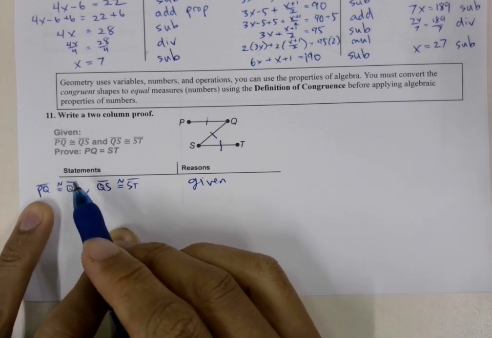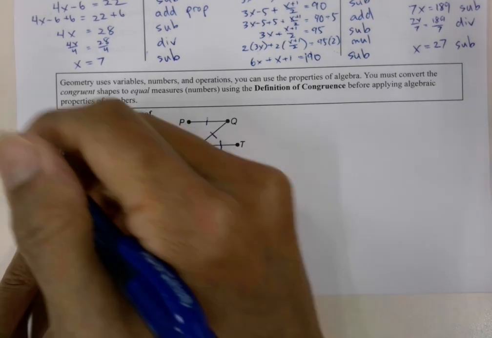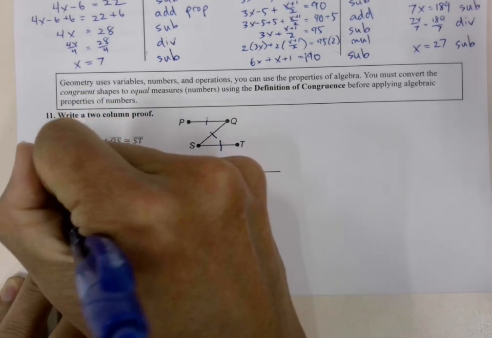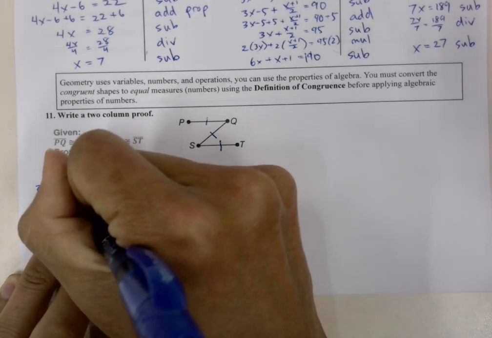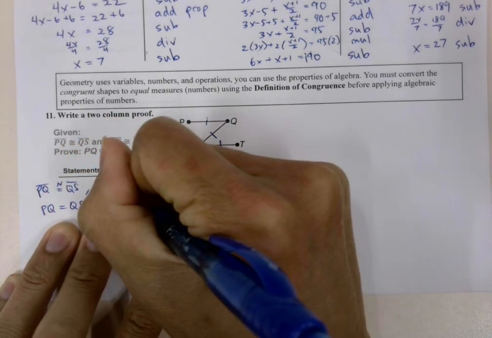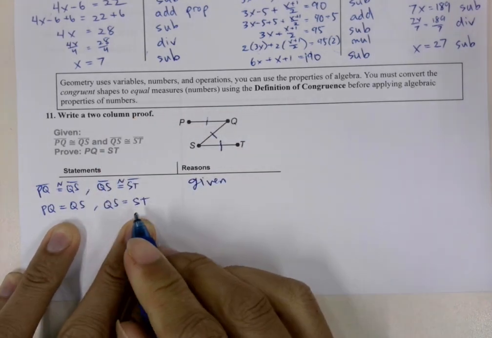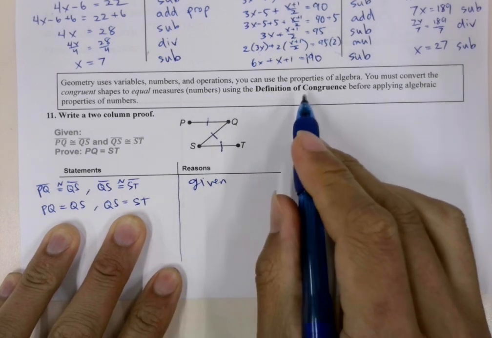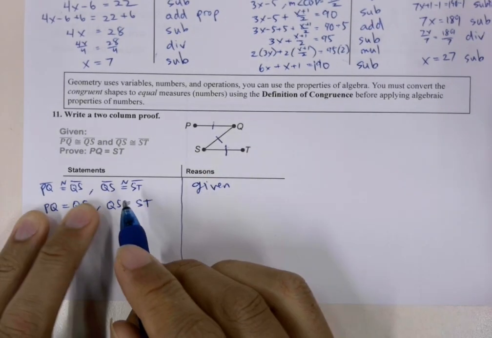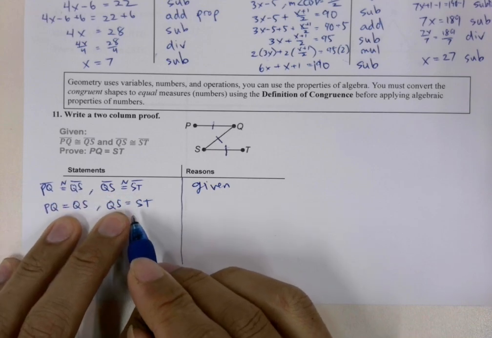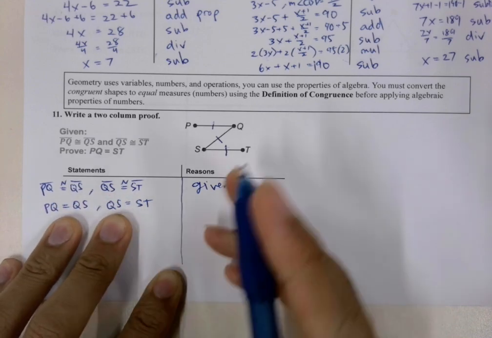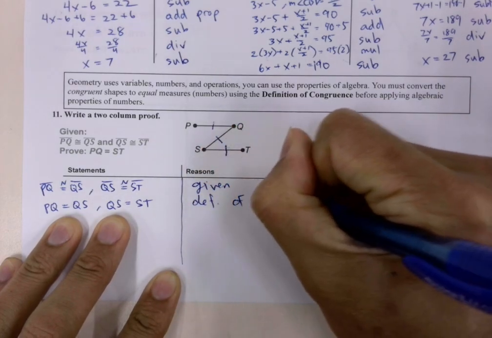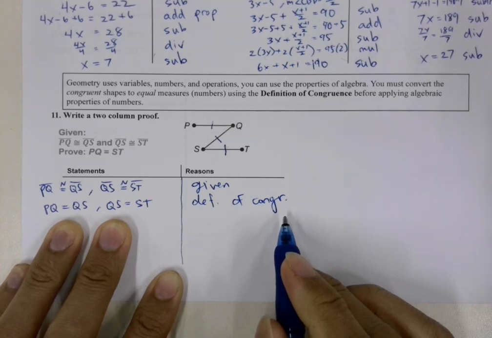Now we want to go from line segments to measures, right? So I'm going to go and say measure of line segment PQ is equal to measure of line segment QS, and the measure of line segment QS is equal to the measure of line segment ST. Now what's going to be my reason for this one? It's going to be the definition of congruence. Okay, so to get from congruent to measures being equal, we use definition of congruence. And we can shorten it up by saying def of congruence.